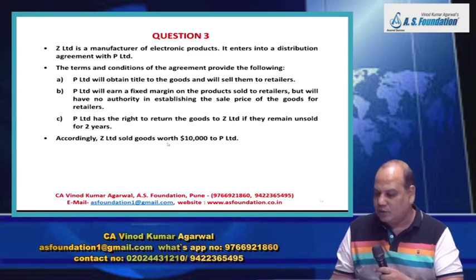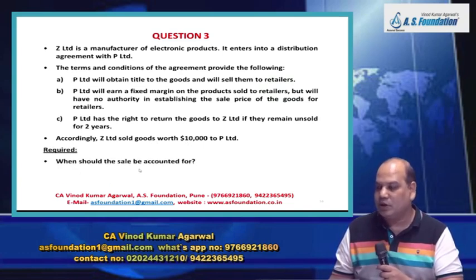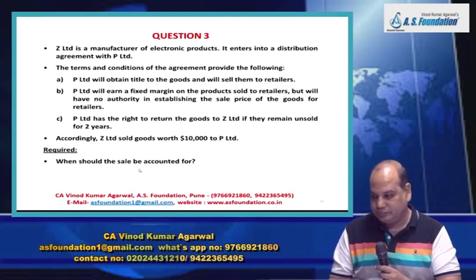P Limited has the right to return the goods to Z Limited if they remain unsold for 2 years. Accordingly, Z Limited sold goods worth 10,000 to P Limited. When should the sale be accounted for?